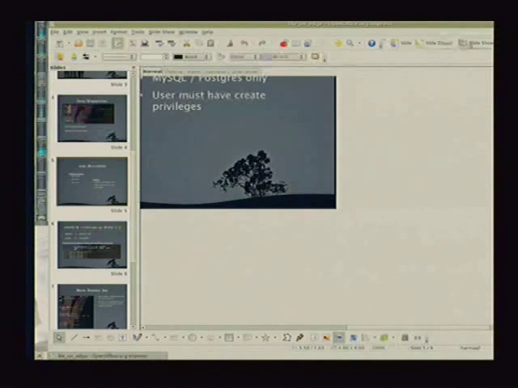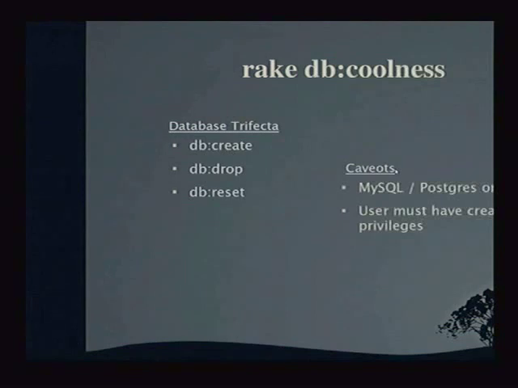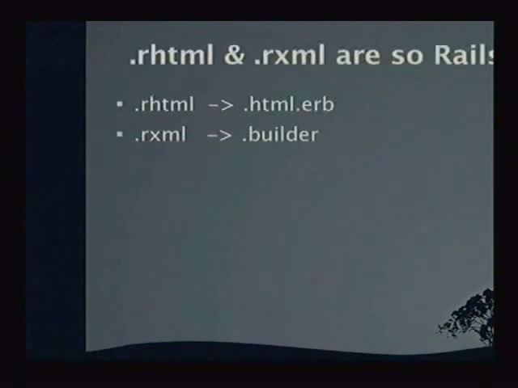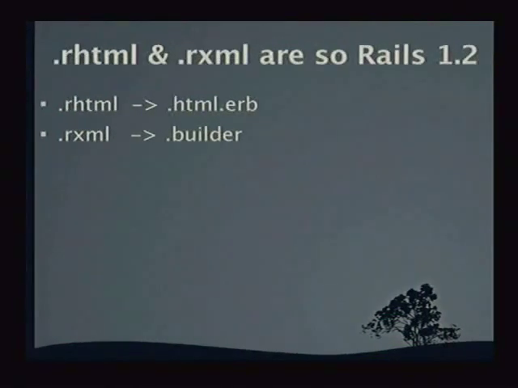So say you want to do a CSV file, right? You're not going to call it RCSV. You call it CSV.erb if you're using the ERB syntax to change it. If you had a special builder like replacement or add-on to do CSV files, you'd call it .csv.builder.